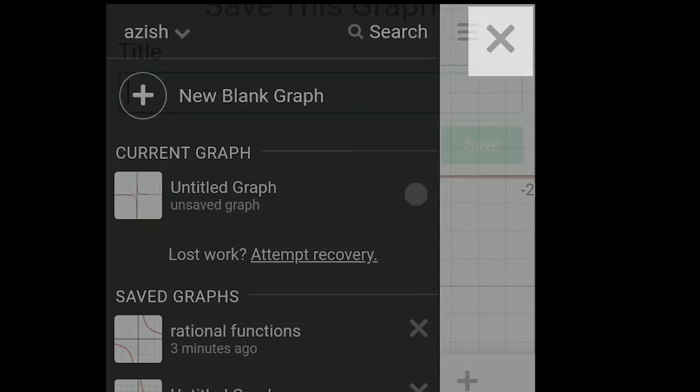Since I already saved it in my phone, just click save here. And then you can name it rational functions or example number 1. And then save.